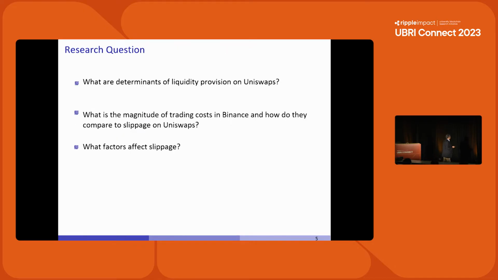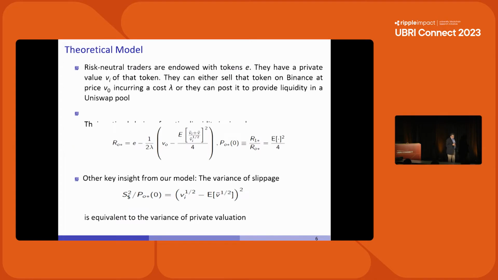So our research questions are: what are the determinants of liquidity? Why would people provide liquidity in Uniswap? Then we do an exercise to find out the magnitude of trading cost in Binance and how it compares with the slippage, which is synonymous with the trading cost on Uniswap. And then what factors affect these slippages. These are the three things we identify in this paper. All right, some of this is not clear, but this is the basic theoretical model. So we come up with a theoretical model.